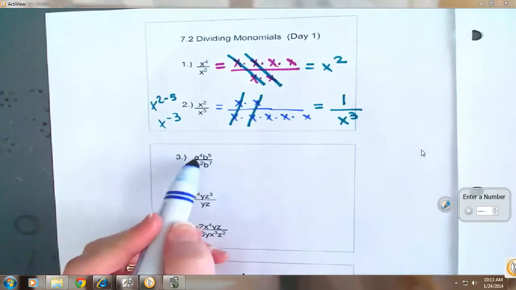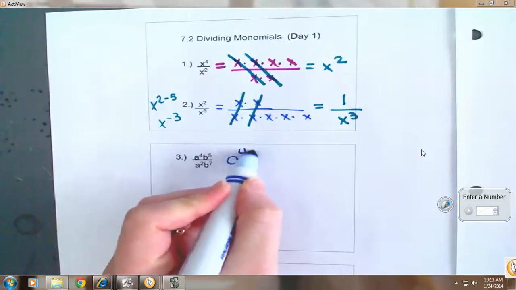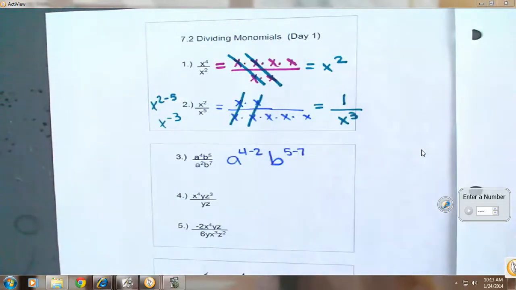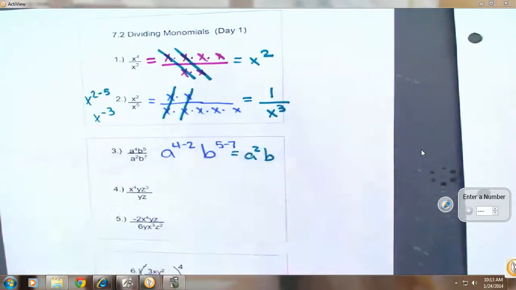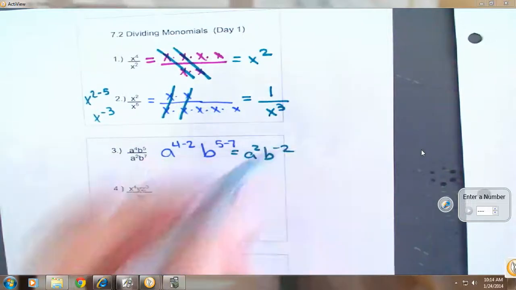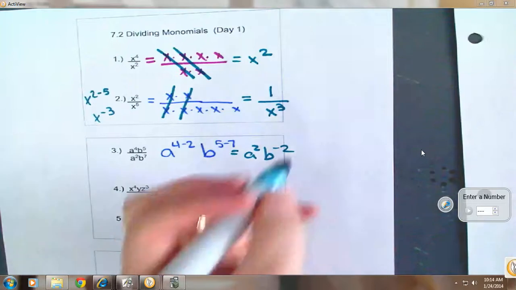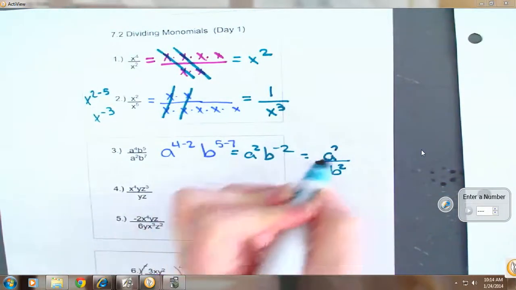Okay. So look at your a's. A to the 4th divided by a squared. What is 4? It's a to the 4 minus 2 power. And then b to the 5 minus 7 power. Well, what is 4 minus 2? 2. So really we have a squared, b to the -2. Now in that last example, when we had a negative exponent, where did we write that x? So this time we have a negative exponent on the b, so where are we going to write the b? On the bottom. What about that a squared? It doesn't have a negative exponent, so it's going to stay at the top.